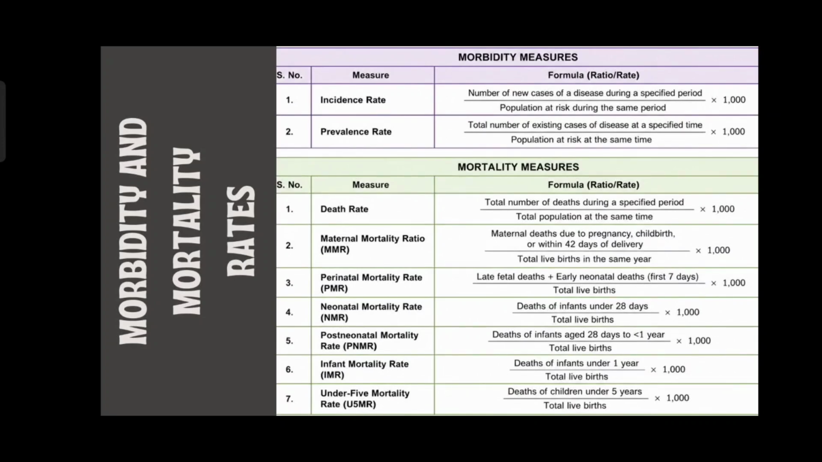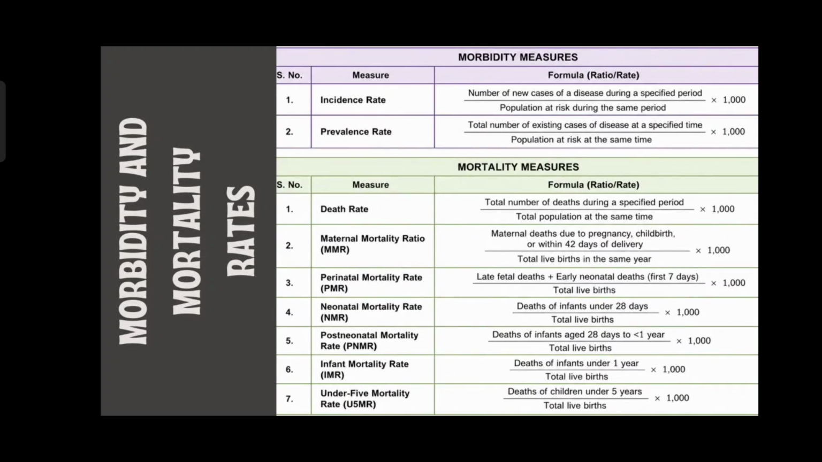Then fifth one is post-neonatal mortality rate. Post-neonatal means the infants aged from 28 days to below 1 year. So the calculation is death of infants aged 28 days to below 1 year divided by total live birth into 1000. Then sixth one is infant mortality rate.